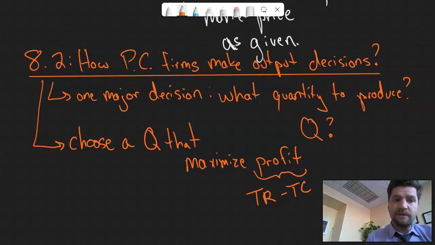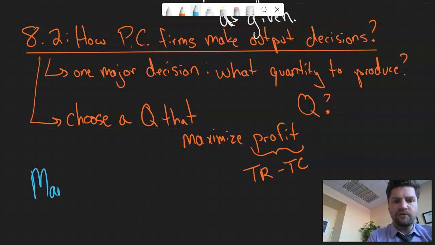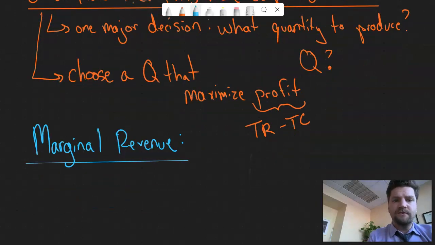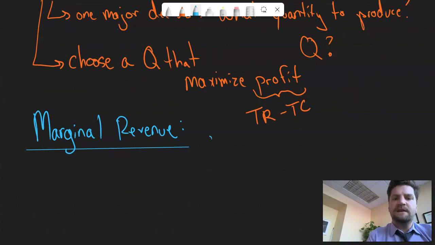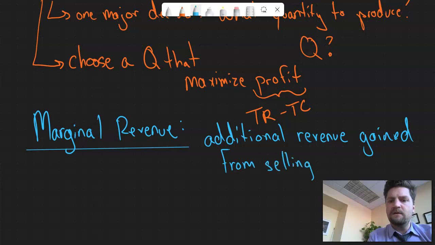In order to do this, they're going to be doing incremental analysis, also known as marginal analysis. And part of that marginal analysis is using what's called marginal revenue. What is marginal revenue? Marginal revenue is defined as the additional revenue gained from selling one more unit.